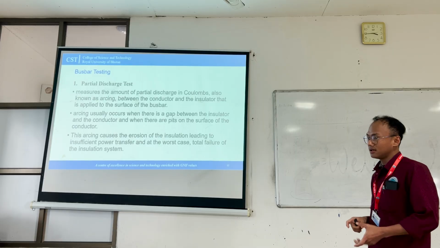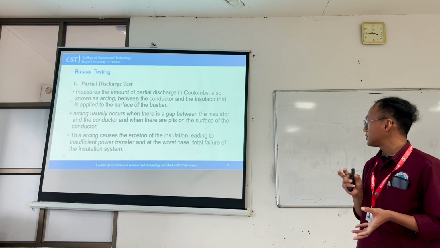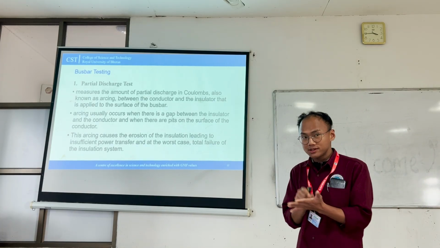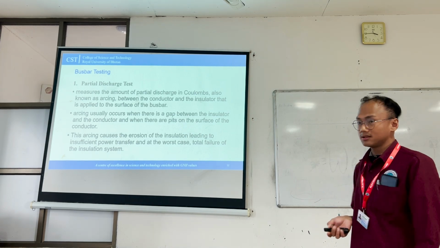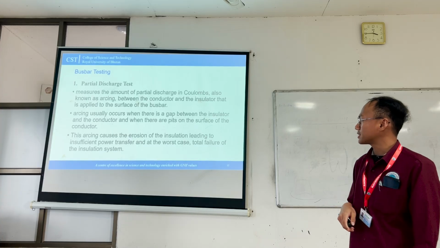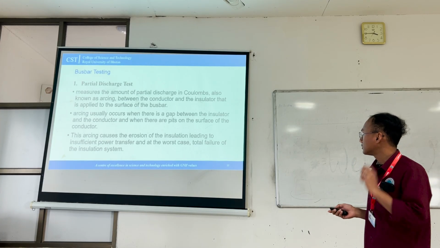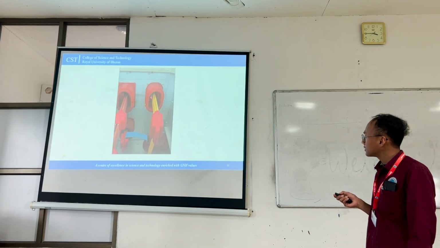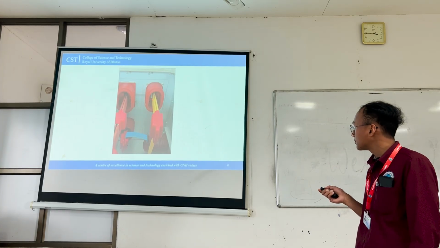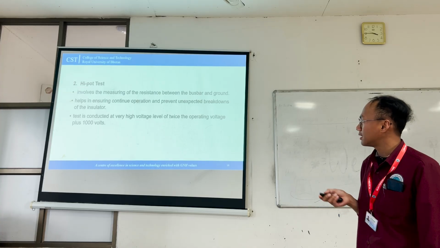Now, partial discharge, which means arcing, usually occurs between the insulator and the conductor, and when there are pits on the surface of the busbar. This arcing causes erosion of the insulation, leading to insufficient power transfer and, in the worst case, total failure of the insulation system. Now, this is the arcing that you can see here between the busbar and the insulator.